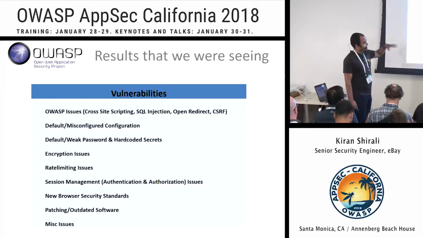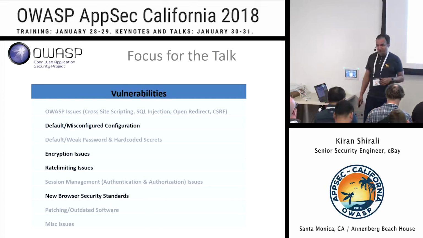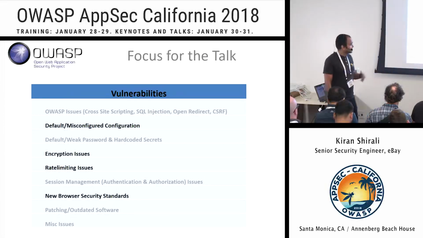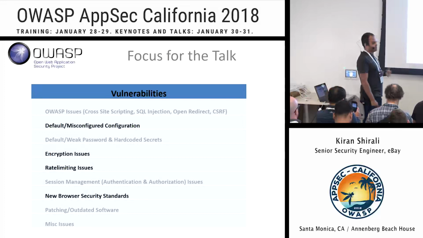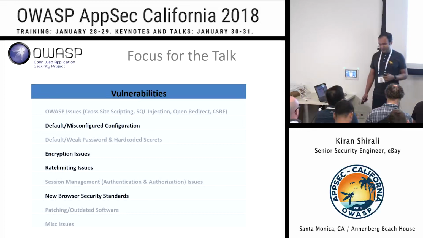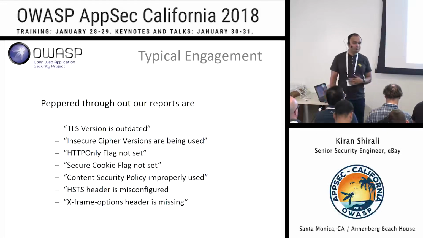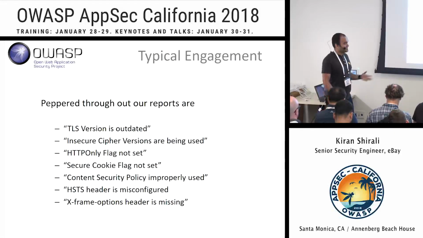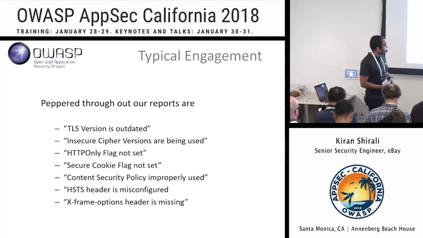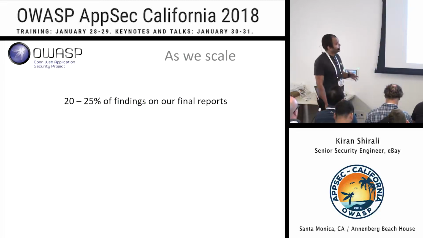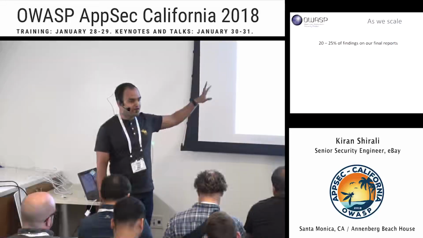But there's one pattern in this that I would like to focus on. Essentially, misconfiguration issues, encryption issues, rate limiting issues, security headers. And in a lot of our reports, we keep seeing these statements peppered across, right? TLS version is outdated, insecure ciphers, right? Your cookie flags, or a couple of security headers are being used but not being used properly. So 20 to 25% of our findings on the final reports are essentially those kinds of issues.